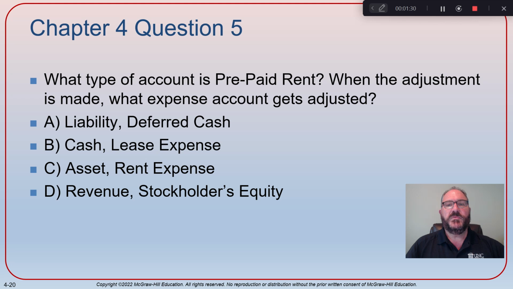All right. What type of account? Question number 5. What type of account is prepaid rent? And what adjustment is made? What expense account gets adjusted? Okay. Don't forget, write this one down, and it'll be on your quiz up on Canvas.